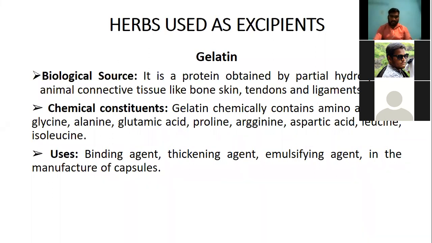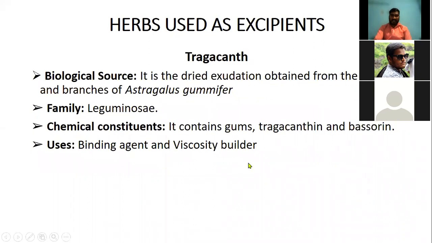It is used as a binding agent, a thickening agent, an emulsifying agent, and in the manufacturing of capsules. I have already discussed that with you. So the three important uses you have to remember are the binding agent, the thickening agent, and the emulsifying agent. This is another example of an excipient.